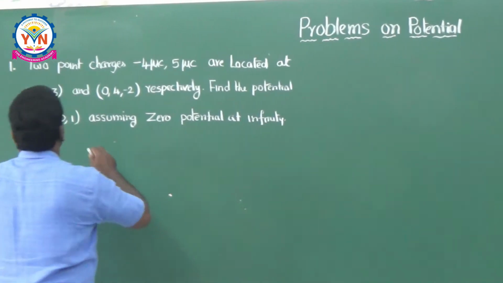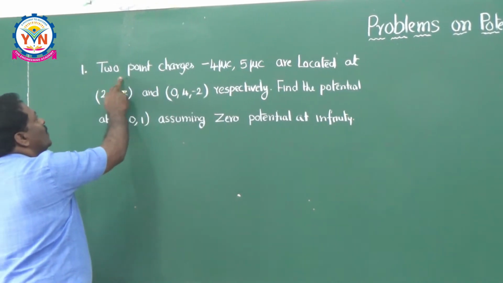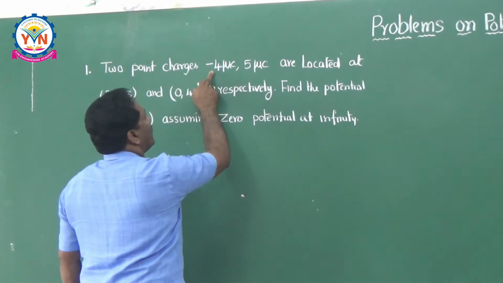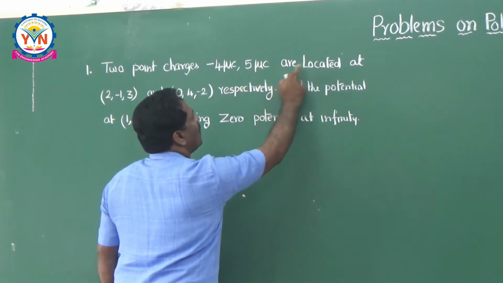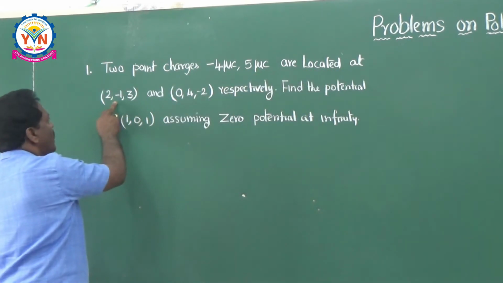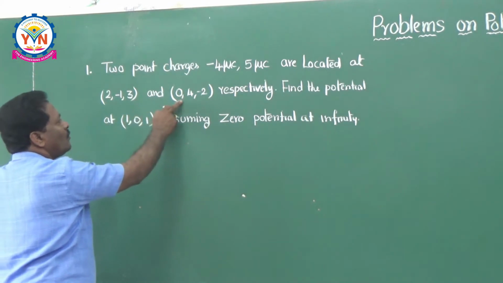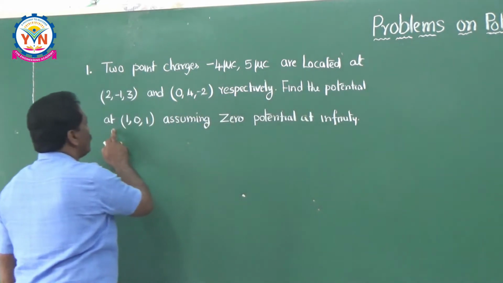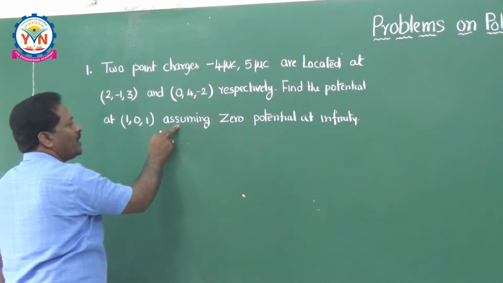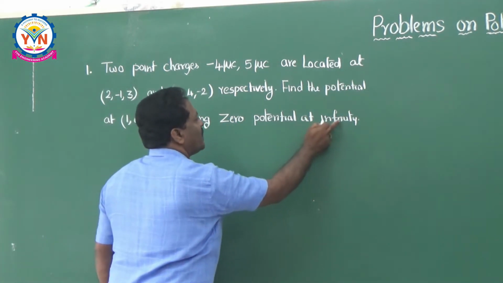So, if you see this problem, two point charges, minus 4 microcoulombs and plus 5 microcoulombs, are located at (2, -1, 3) and (0, 4, -2) respectively. Find the potential at (1, 0, 1), assuming zero potential at infinity.